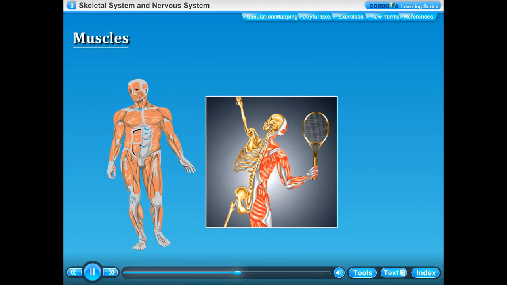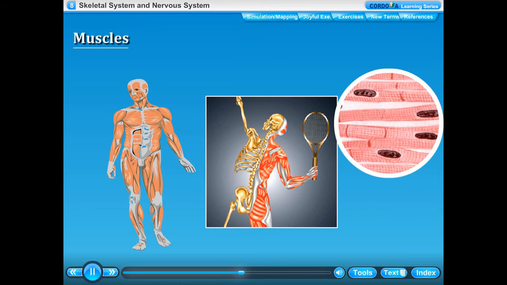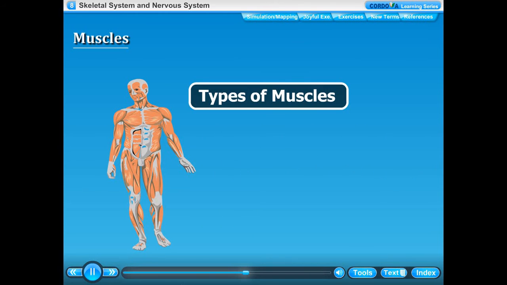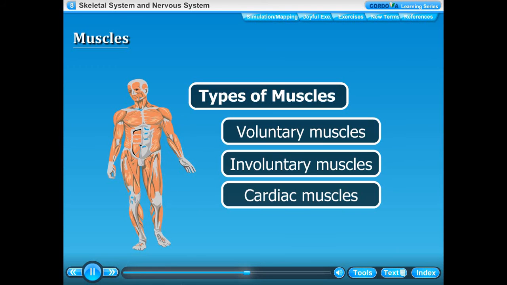Muscles. The bone cannot move without muscles. Muscles are made up of tough, elastic tissues. They are attached to the bones by strong fibers called tendons. Types of muscles. Our body has 3 types of muscles.